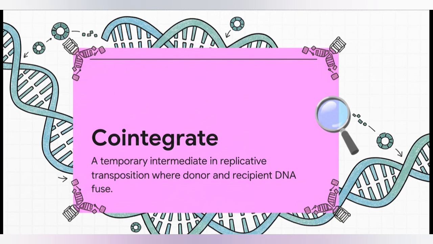So just to be super clear on this cointegrate thing, it's this really fascinating temporary structure where the original DNA and the target DNA are literally fused together with a copy of the transposon at each of the two junctions. It's the absolute hallmark of that copy and paste method, and it's how the element manages to increase its numbers.